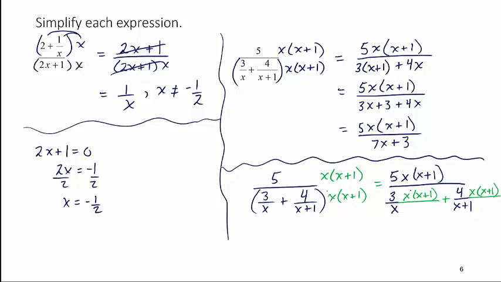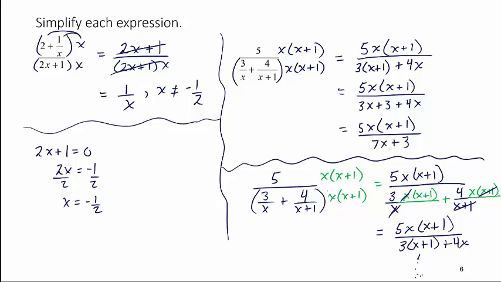So what cancels out here? Well, x cancels here, and x plus 1 cancels here. So that leaves us with the 5x times x plus 1 over 3 times x plus 1 plus 4x. And then we end up getting the same thing that we had before. Okay, so I just wanted to highlight that.